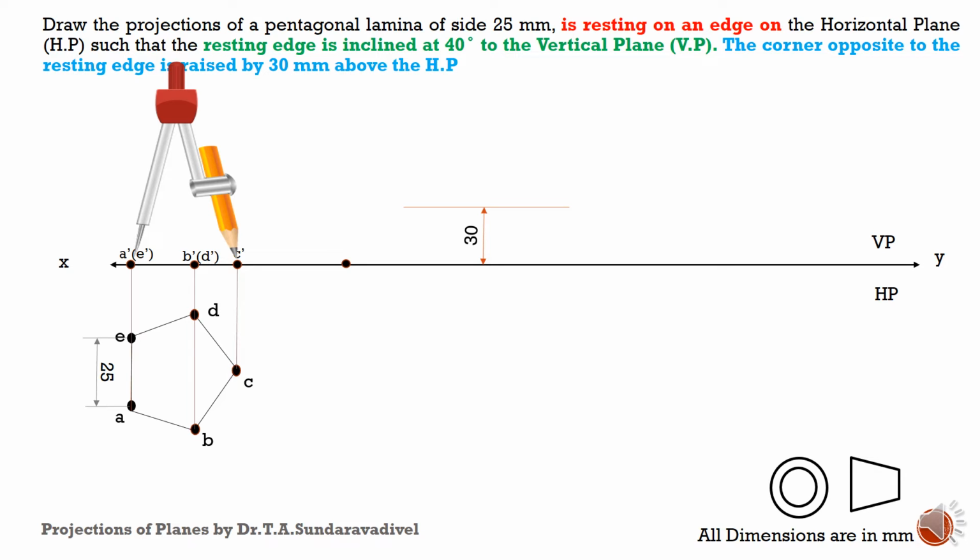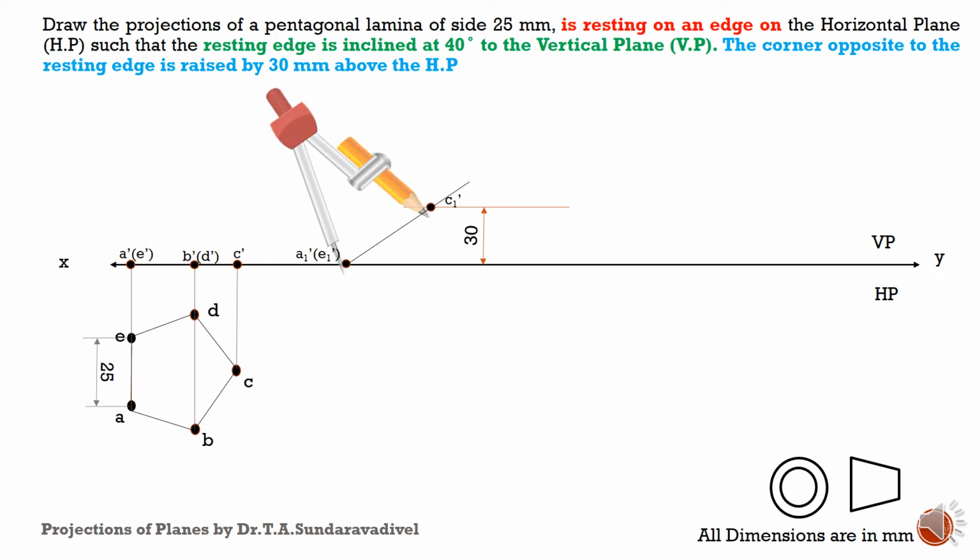Then I am taking the distance A dash C dash. From this point I am cutting an arc, so that I will be getting the point C1 dash. So what I am doing here is literally tilting this A dash C dash in an inclined fashion such that A dash E dash should touch the XY line and C dash should be raised by 30 mm. This is the important point you have to note in this problem. Then I am joining those 2 points so that I will be getting a line.